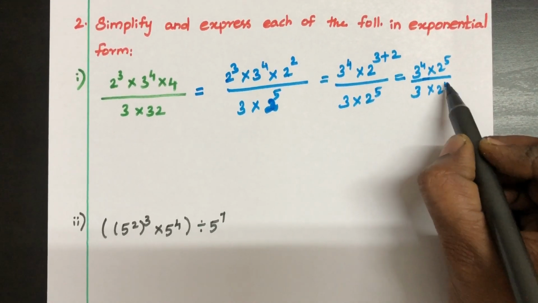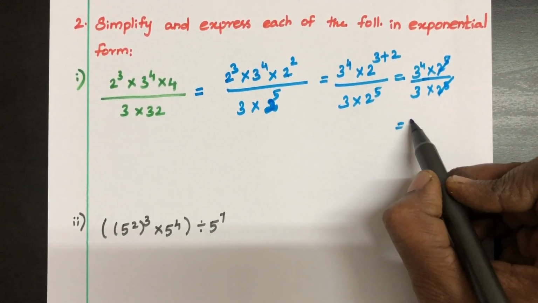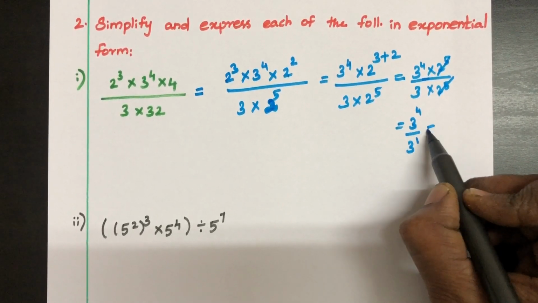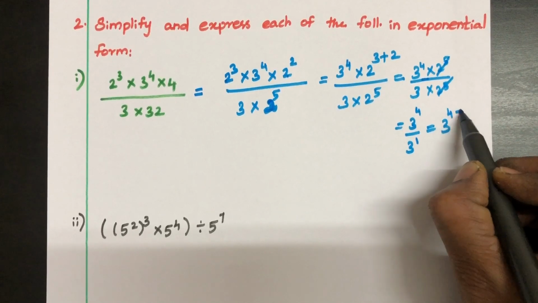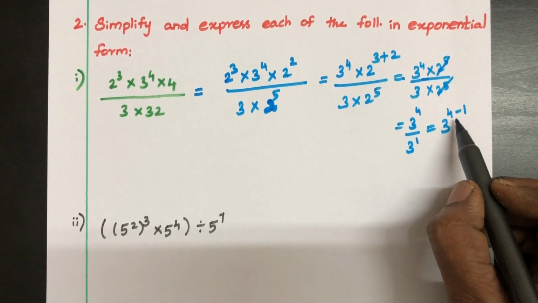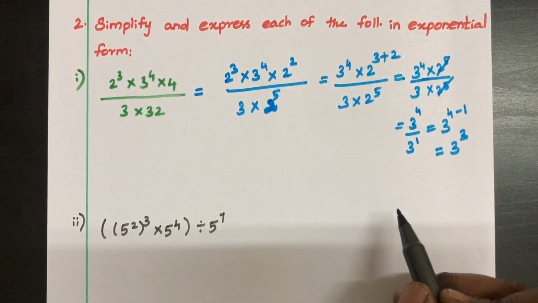Here also 2 power 5. So these will get cancelled with each other. Both are equal. Now this is 3 power 4. This is 3 power 1, right? So 3 power 4 minus 1. Bases are equal in division, but powers are different, which means we need to subtract the powers. So 3 power 3 is the answer here.